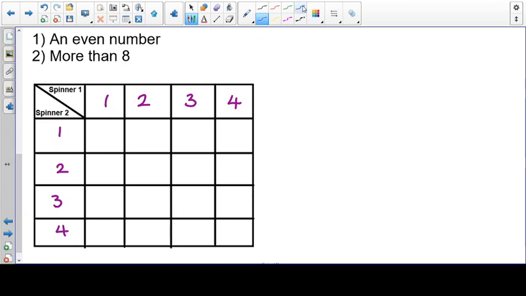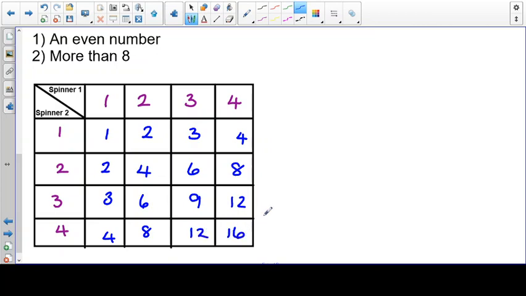So we're going to have to times them together. So inside here are going to be the products. So if we fill that in by multiplying the numbers together, so all the blue numbers, you can see there are 16 outcomes, and by drawing them on the table, we can see what they are.